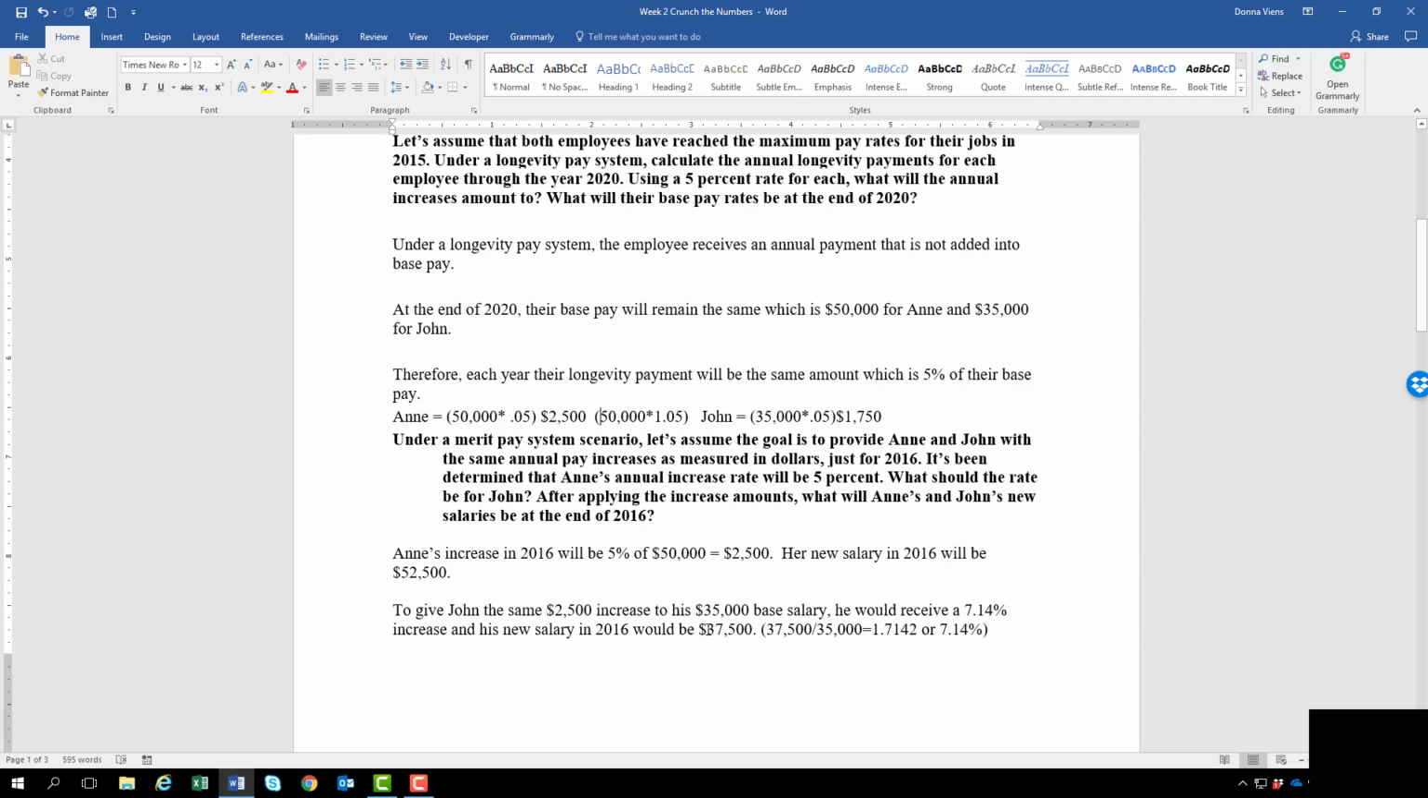So his new salary is going to be the $35,000 plus the $2,500. But when we come up with the calculation, when we take the new salary over the old salary, we see that it's 1.0714. So it's actually a 7.14% increase. So those are little games with the numbers that you're playing there to see, okay, if I'm giving them both the same dollar amount, what's the difference in the increase?